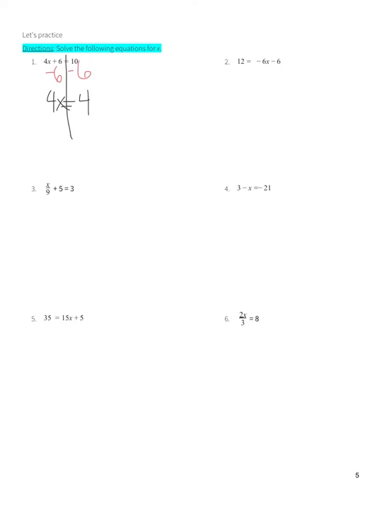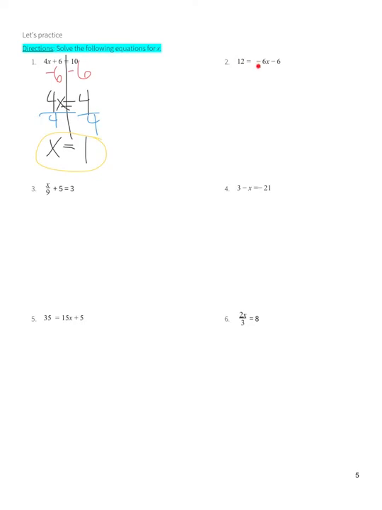Now that I've undone my addition, I need to undo my multiplication by completing the opposite operation. The opposite of multiplication is division, so I need to divide both sides by 4. Divide by 4, divide by 4. 4 divided by 4 is 1, so I'm simply left with x on this side. And 4 divided by 4 is 1, so I'm left with 1 on this side. So x is equal to 1. Let's try the next problem.